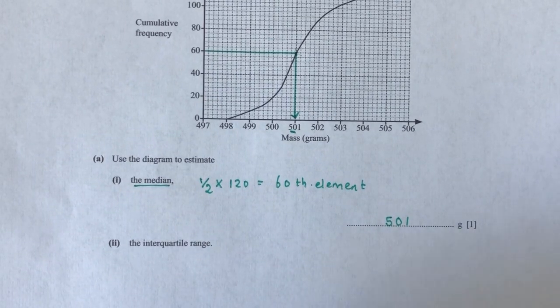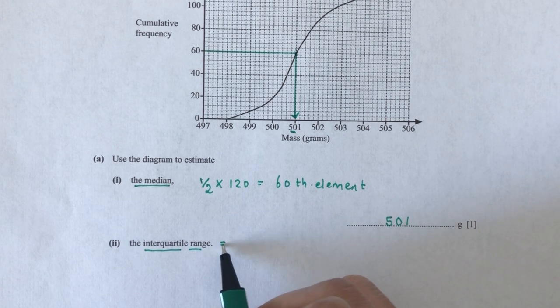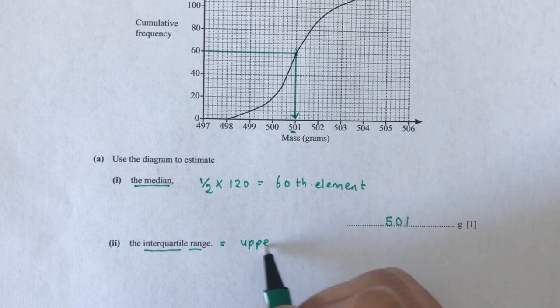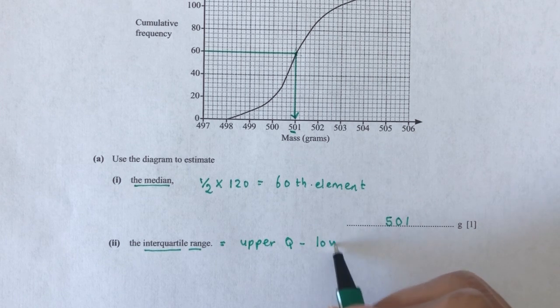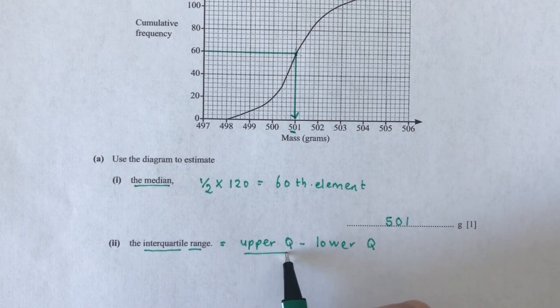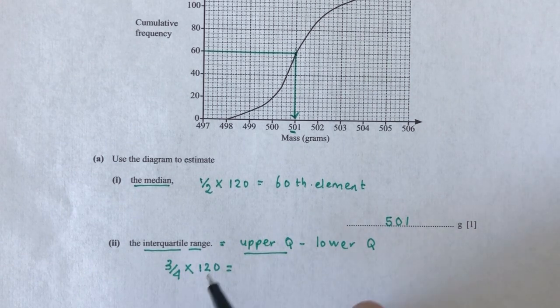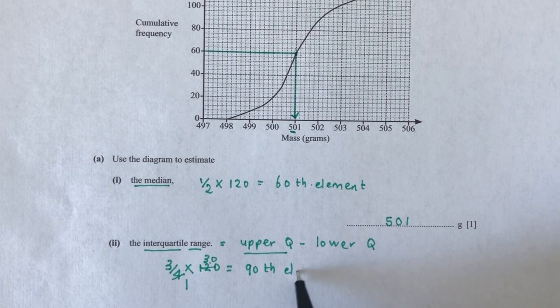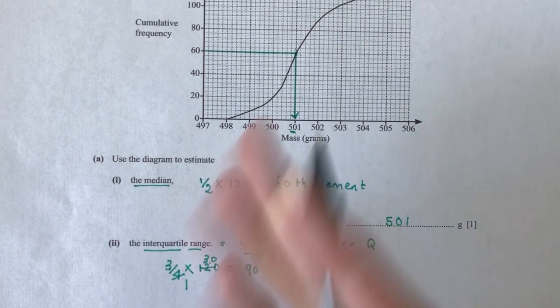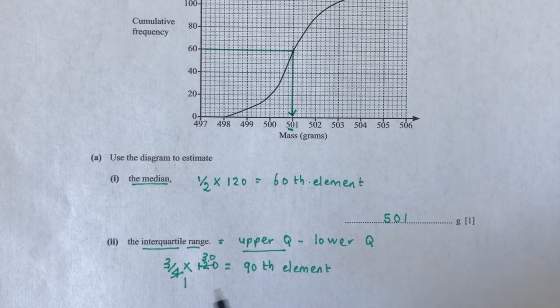And now we have to find the interquartile range. So by definition, this is upper quartile minus lower quartile. How do you find the upper quartile? You have to find the 75th element, which is 3 over 4 times 120. 75th percent element. So we divide by 4, we will have 30. And then 3 times 30, that will be 90. So we have to find the 90th element in this curve. And then this is the upper quartile.